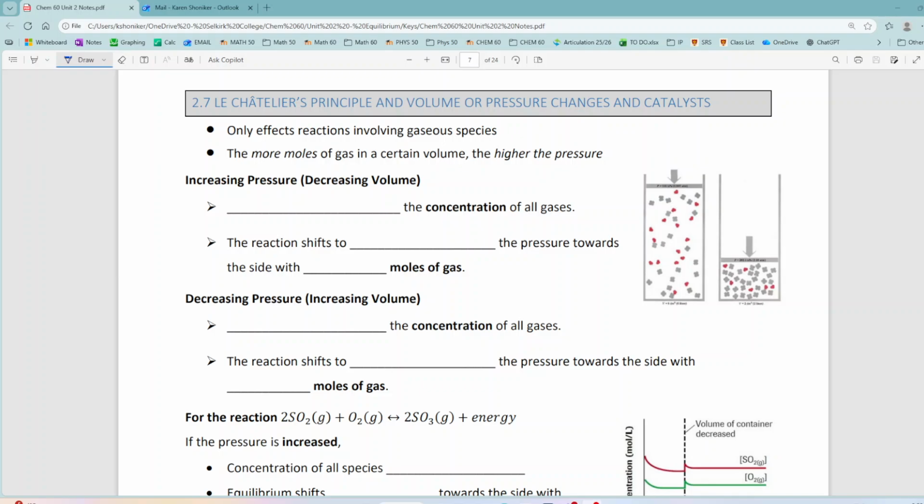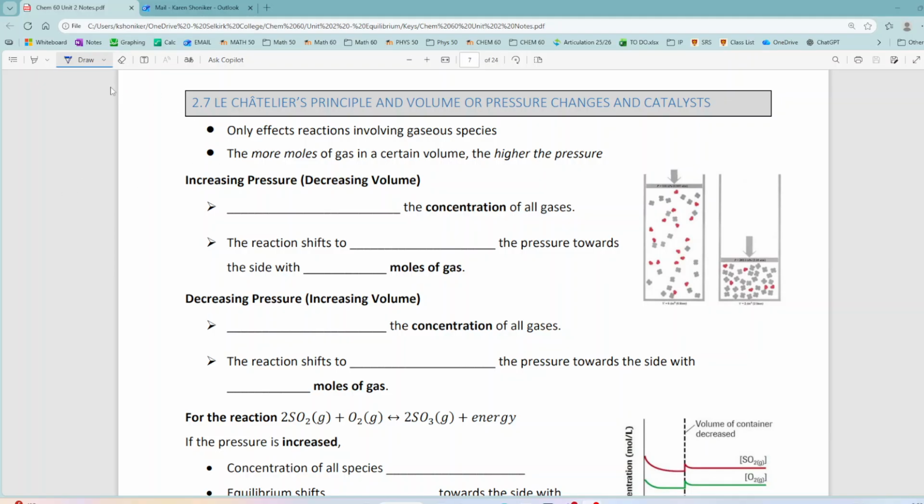Right, our last video before we summarize Le Chatelier is Le Chatelier's principle, or like that video said, Châtelier's or something like that. But the effect of volume or pressure changes on a system, as well as catalyst, because it's super short.